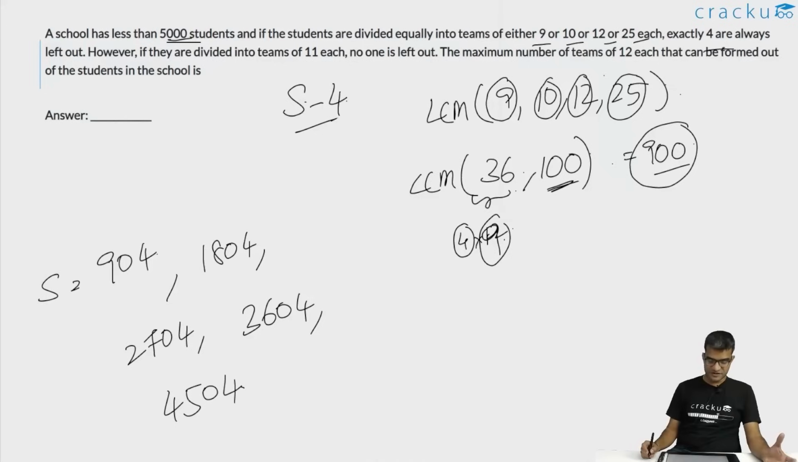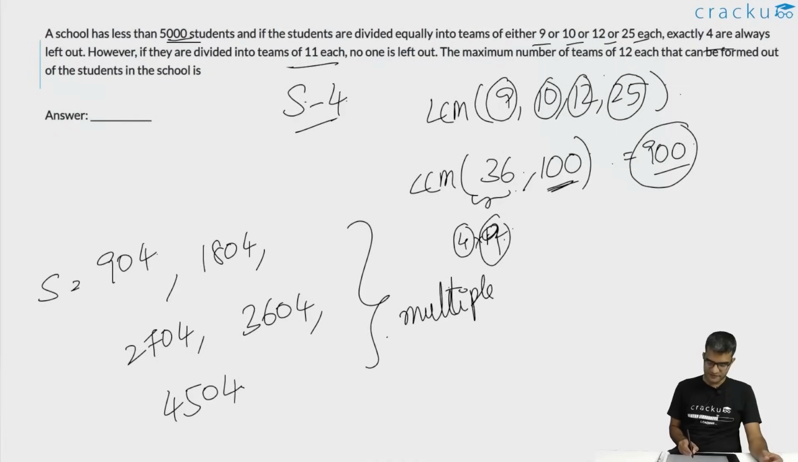Now we are told that if the students are divided into teams of 11 each, no one is left. That is, one of these has to definitely be a multiple of 11. That will be the value of S. Which of them is a multiple of 11?